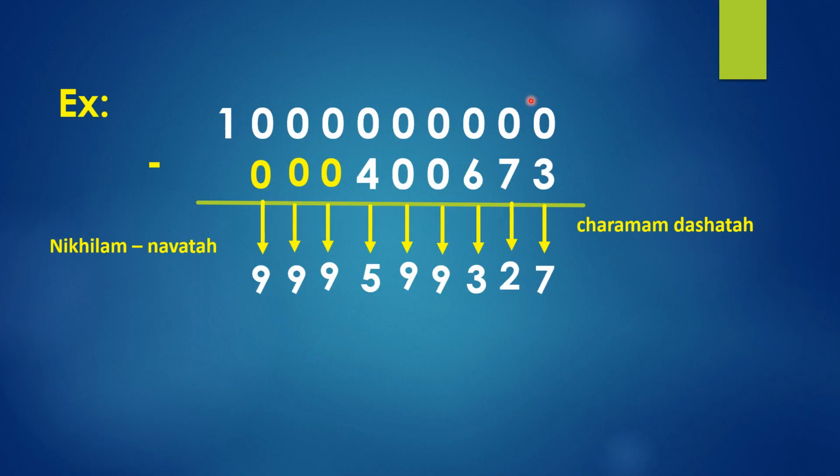Very, very easy. If not, you have to borrow, cross out, cross out, cross out. This will become 10, 9, 9, 9, 9, 9. Again, you have to subtract. Such a lengthy process.